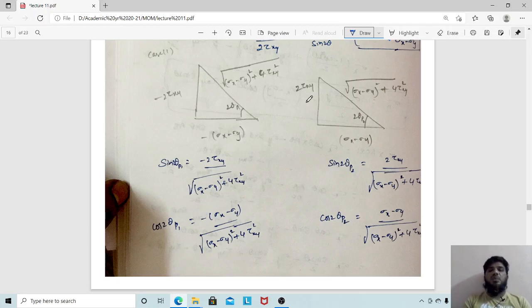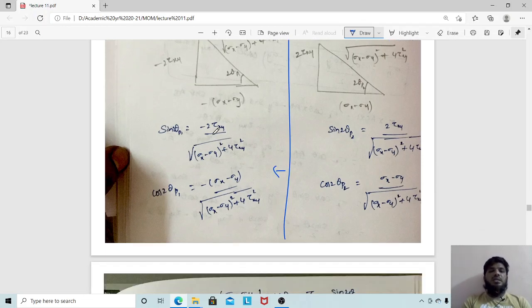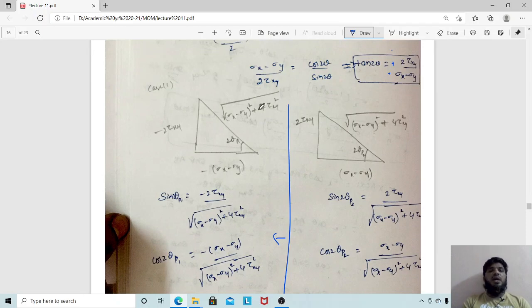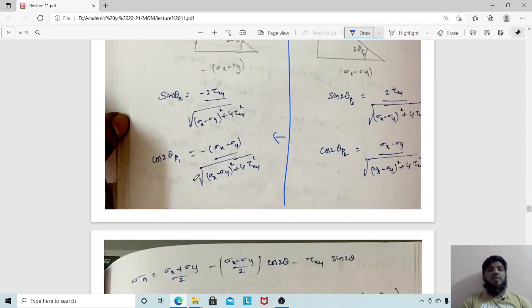First we will solve the case 1 problem, then we will go for case 2. So this is case 1. We know that sin 2 theta is nothing but opposite by hypotenuse. What is the hypotenuse? We know the resultant of these two: root of sigma x minus sigma y the whole square plus 4 tau xy square. Yes, we have done it. So we find the cos 2 theta value.